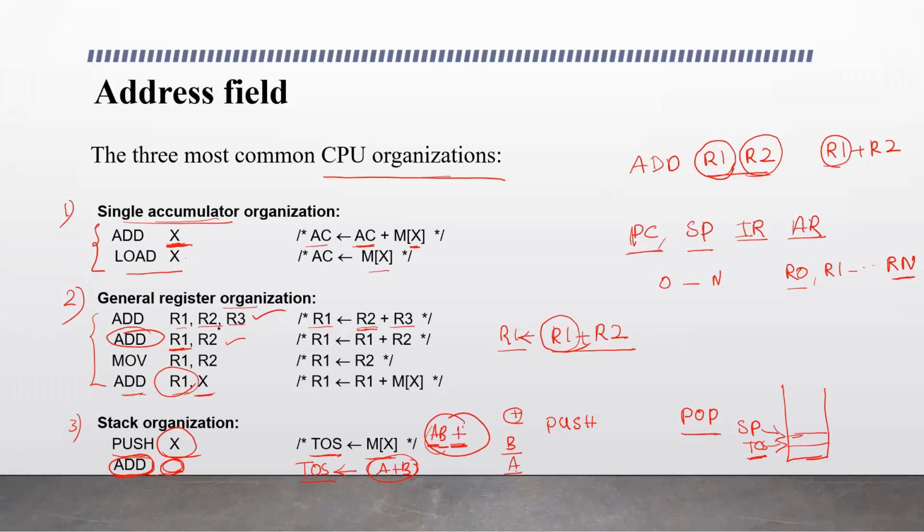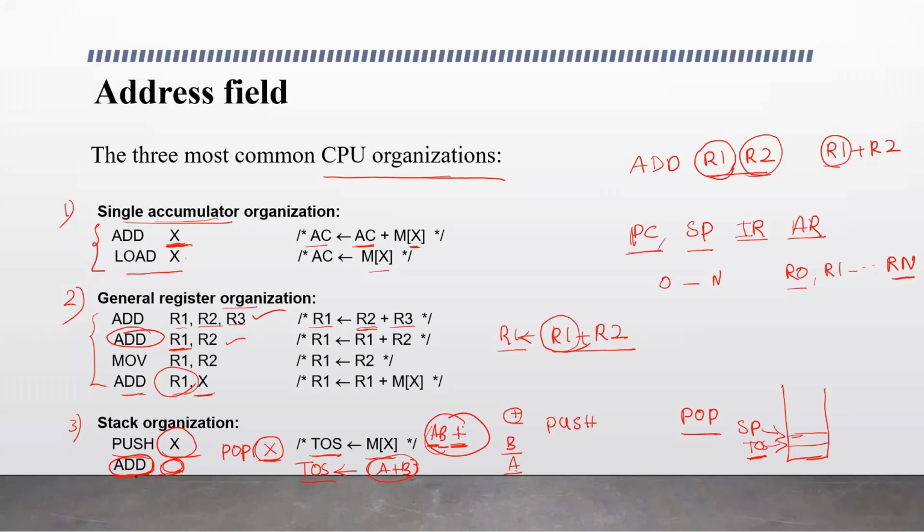And general register organization, the registers. And stack organization, when the instructions are given, like push, one address field is needed, because we need to specify what is the data we are going to push into the stack. Even if you want to give a pop instruction, we need to specify where to store it. The data element that is at the top of the stack needs to be removed and stored in some location. So we have to specify the address. A single address is needed for push and pop instructions.